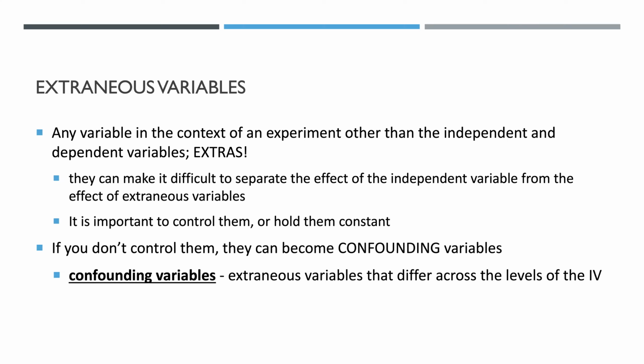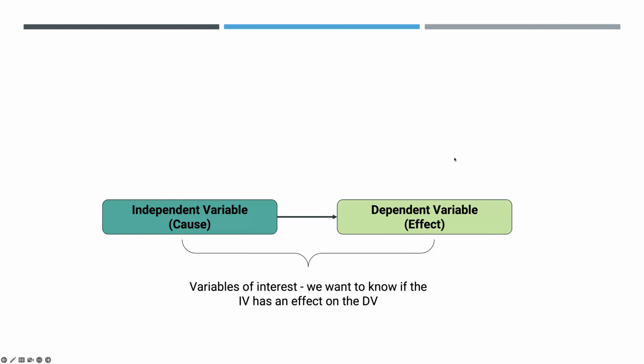I'm going to give you some examples of this. But if you don't control them, they can become confounding variables. Again, confounding means confuse. They're variables that could be an alternate explanation for the change in the dependent variable. So let's look at an example.